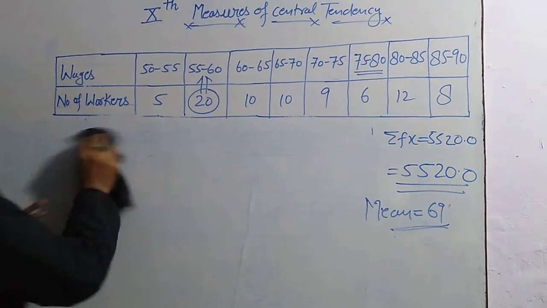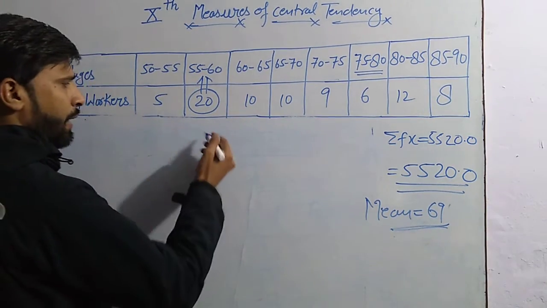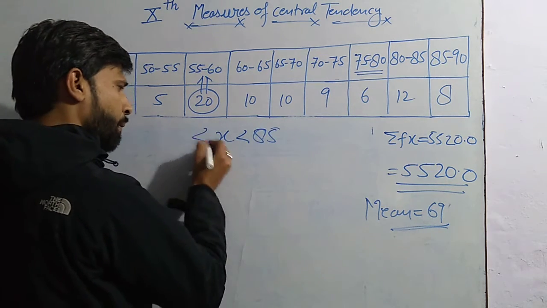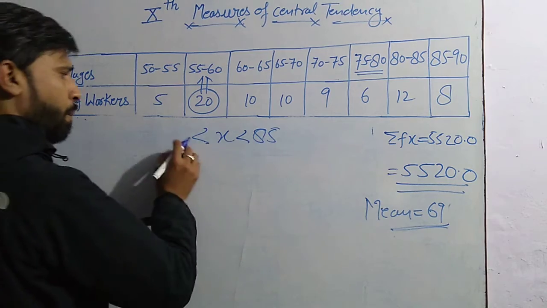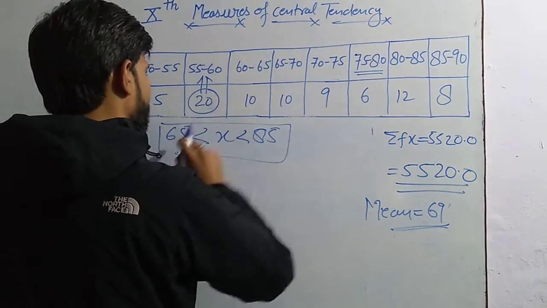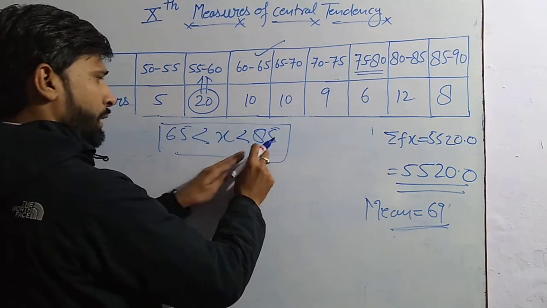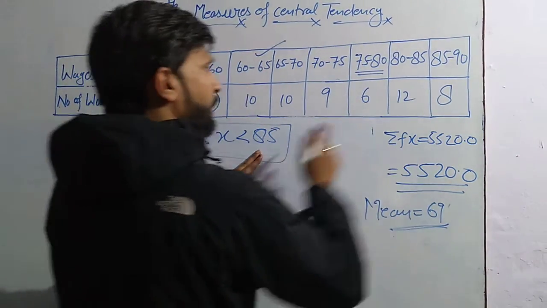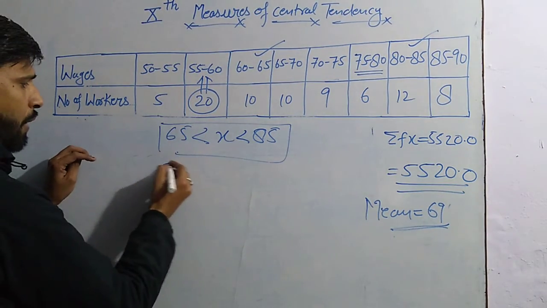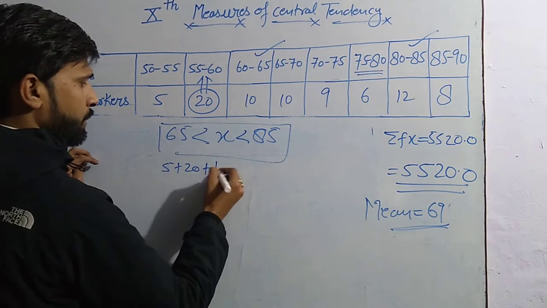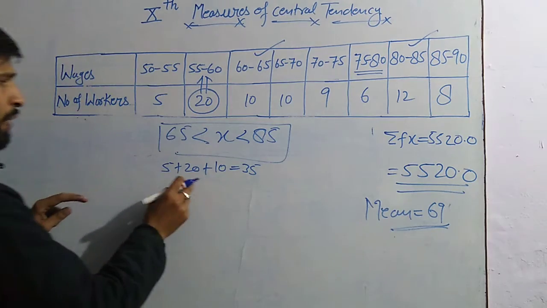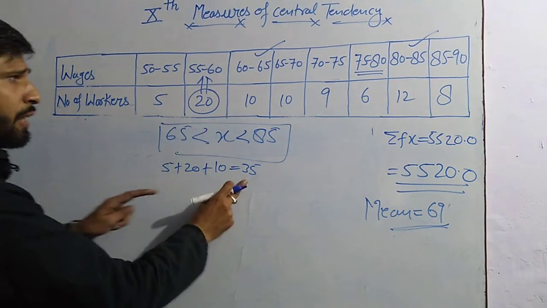In the same way, the last question is the value of x greater than 65 but less than 85. Again, by using this class interval, 65 is here and less than 85 is this. After calculating all the values, 5 plus 20 plus 10, then we get 35. It means the first value of this data is 35.